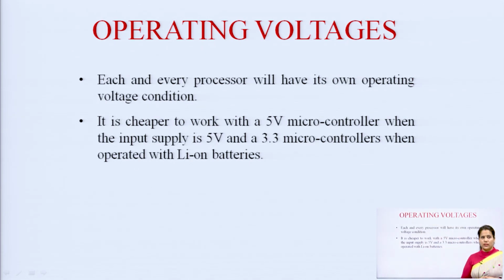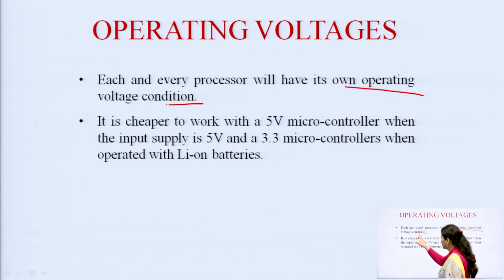Next is the operating voltages. Each and every processor will have its own operating voltage condition. When we are taking different processors for different applications, some processors work at 5 volts, some work at 3.3 volts, and different ranges. So, when designing any application, we have to make a note of what voltage range is required for our application, and accordingly we have to use the processor.